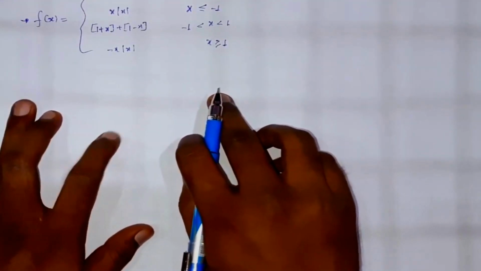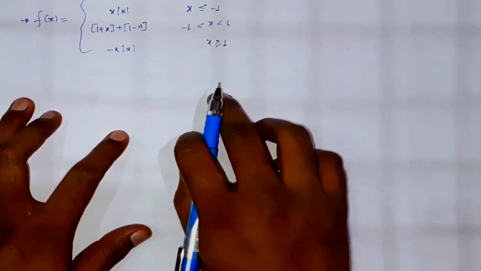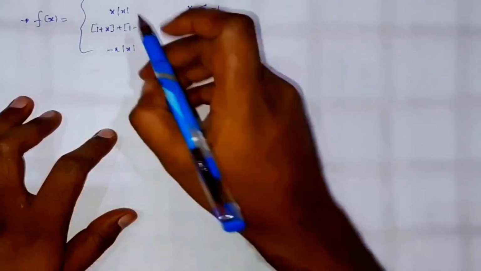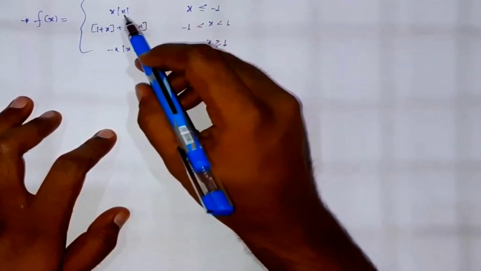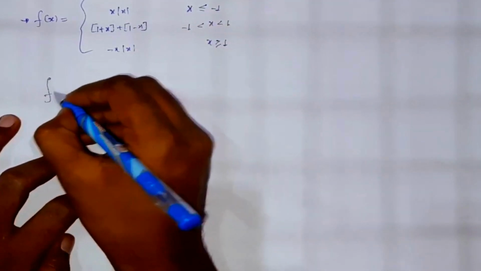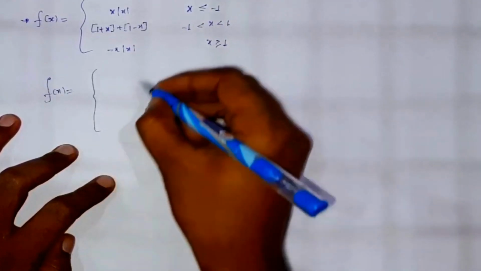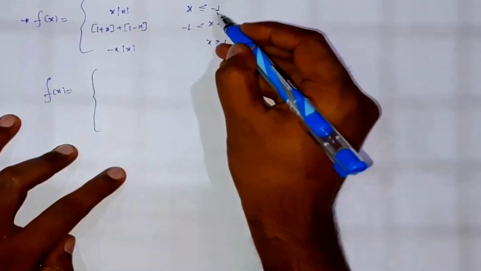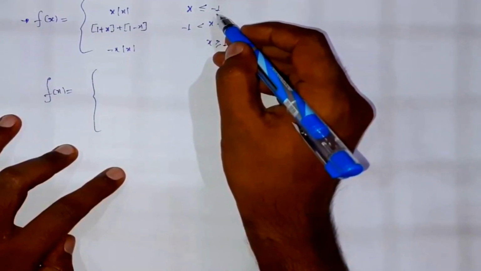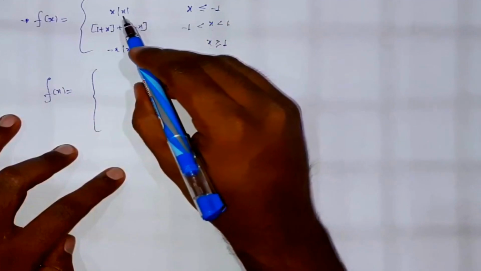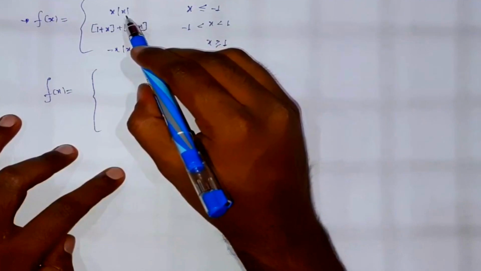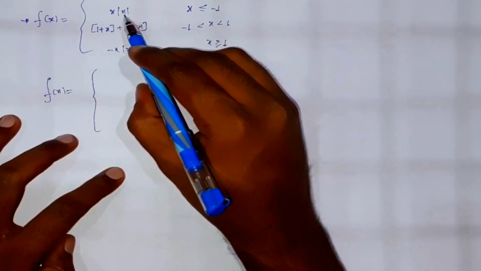Okay, so what we will do, we will simply draw the graph of this function. To draw the graph of this function, we need to expand these integral functions and this mod function. Okay, so I am going to redefine this function like this. I am saying x is lesser or equals to minus 1. That means the value of x will lie from minus infinity to minus 1. That means the values of x are negative. If the values of x are negative, then this mod function will open as a negative.